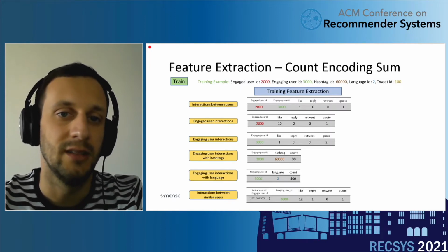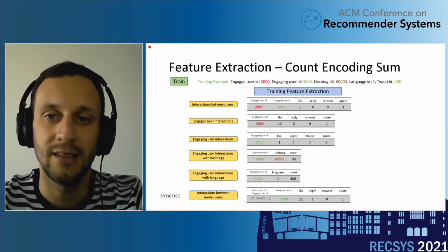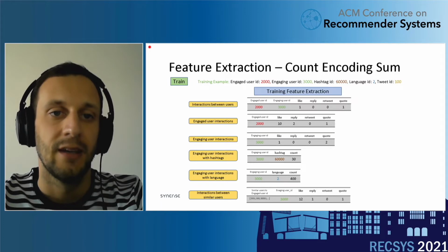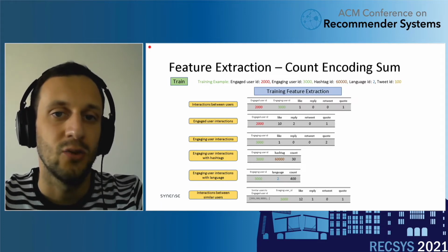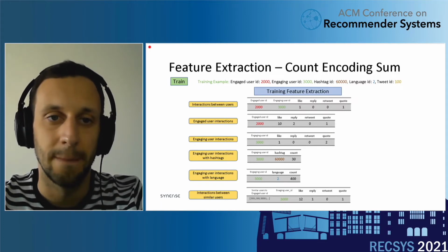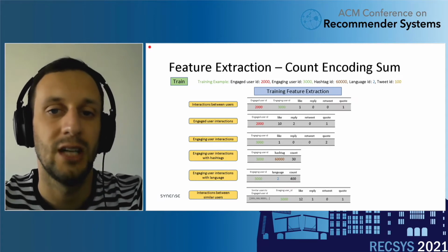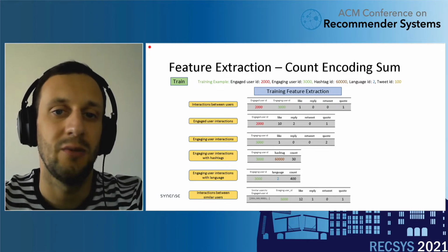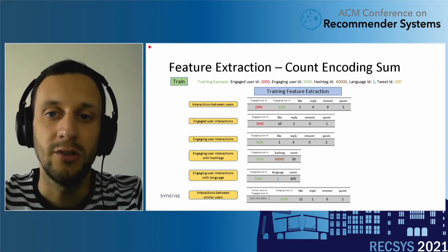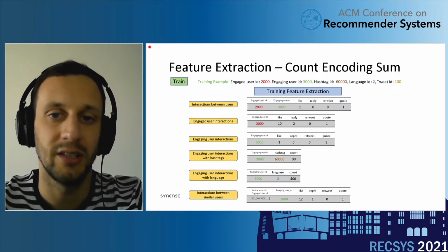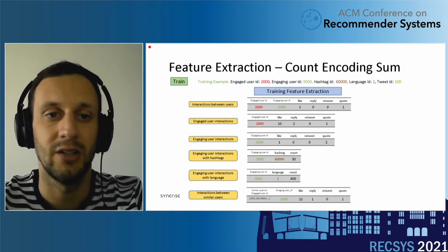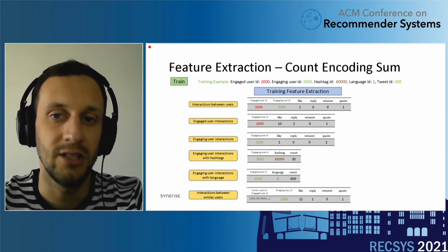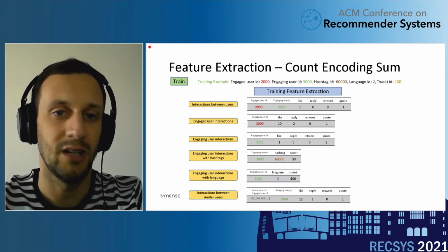Second, we know that this engaged user received 10 likes, 2 replies, and 2 quotes in the training feature extraction part. Third, the engaging user gives 1 like and 2 quotes to any other user. In addition, we calculate the number of interactions of the engaging user with the tweets that are in the same language as the target one, and we also incorporate historical interactions between the engaging user and hashtags from the current tweet. Finally, we count the number of interactions between the engaging user and the users which are similar to the engaged user.